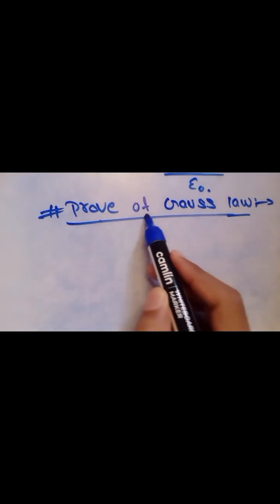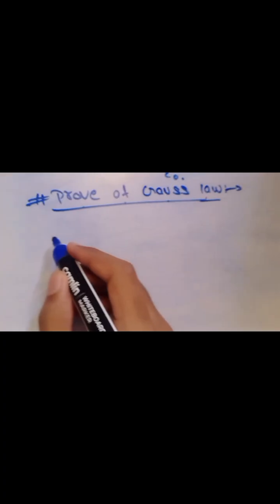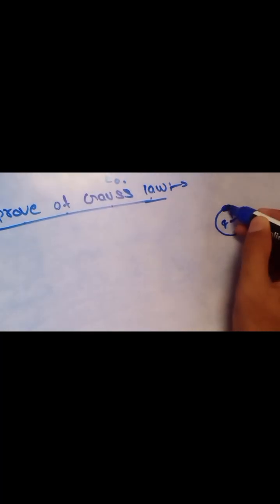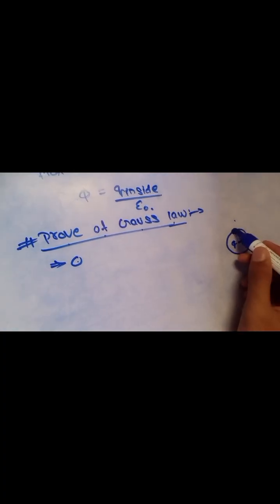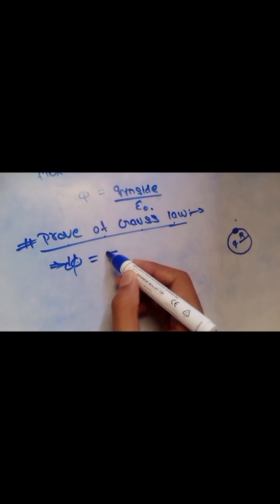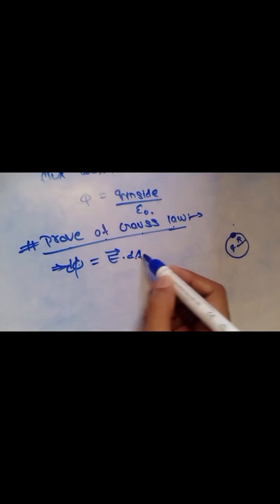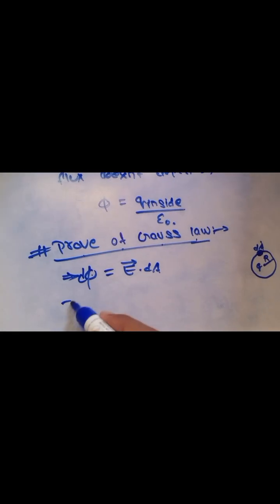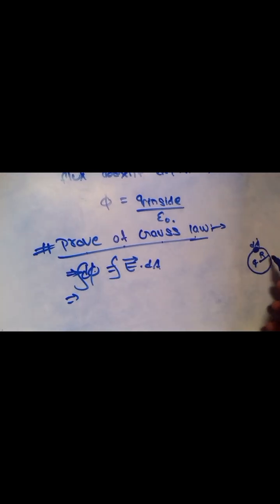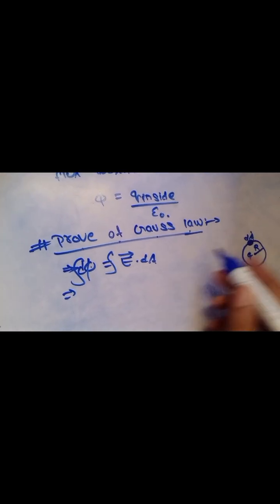Now the proof of Gauss law. Let us consider a sphere of radius capital R and charge Q present at the center of the sphere. Now consider a small area element on the surface of the sphere. Now we have to find the flux through the closed surface. So the flux through this area element is defined as E vector dot dA vector. We integrate this to find the total flux passing through the sphere.